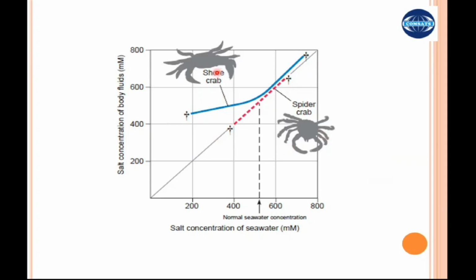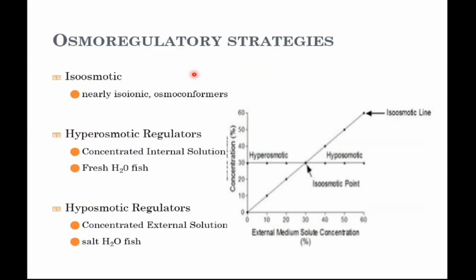However, the shore crabs have the ability to withstand from 200 millimolar up to about 750 millimolar salt concentration. So they are more sturdy and more resilient to change in the external environment as compared to the spider crab. So in this example, the spider crab is a stenohaline animal and the shore crab is a euryhaline animal, right? So that is about the ability to tolerate the external environment.